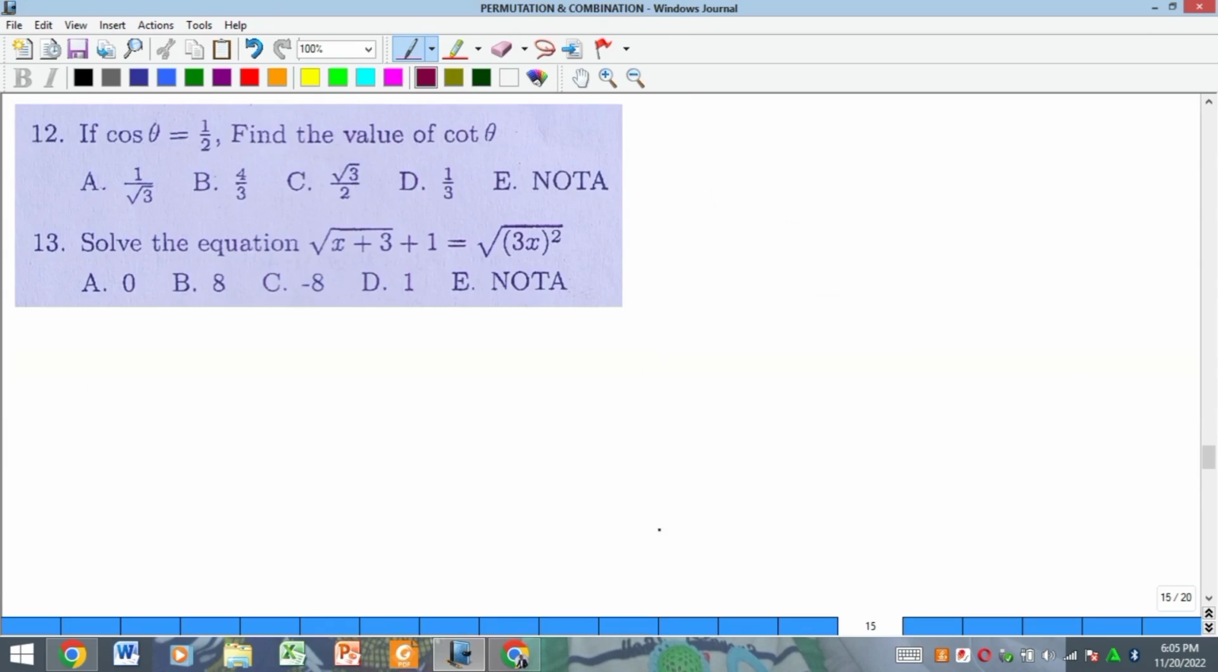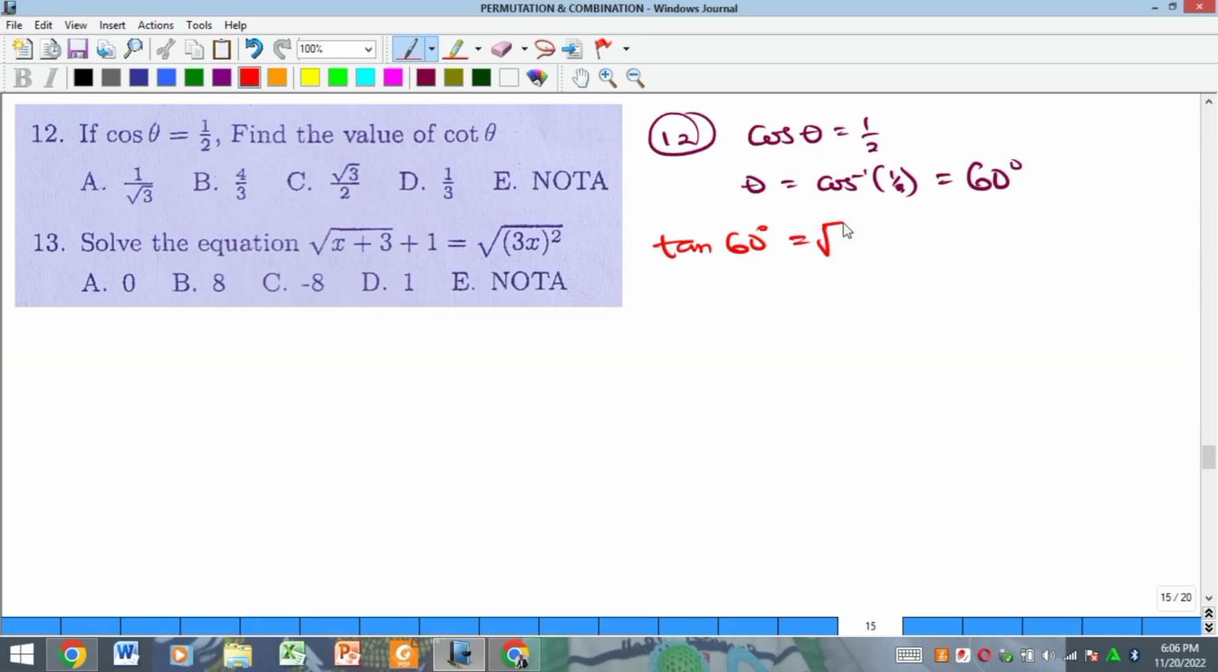Number 12. The question says that cos theta is equal to half. What does that mean? If cos theta is equal to half, it means that theta is cos inverse of half, and cos inverse of half is 60 degrees. And so they say we should find the value of cot. But we know that cot is 1 all over tangent. So let's quickly get our tangent. What is the value of tan 60? Tan 60 is actually root 3. And so that means that cot 60, which is the theta, is then going to be 1 all over the root of 3. And that's our solution, which is A.